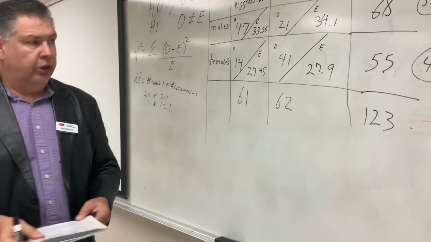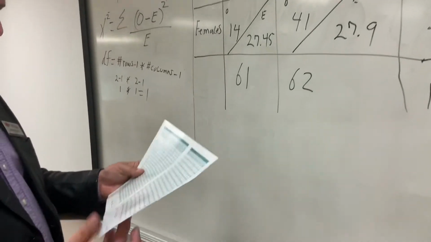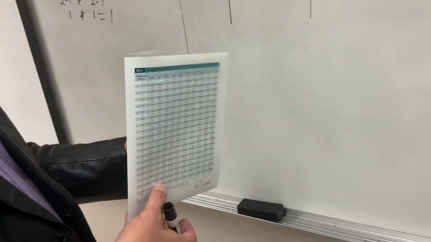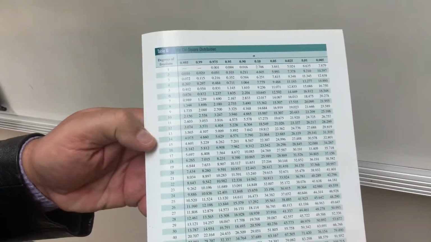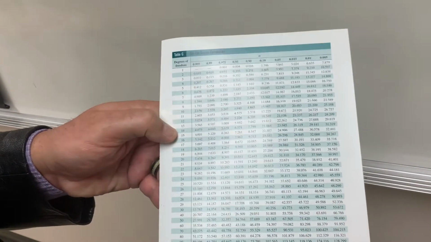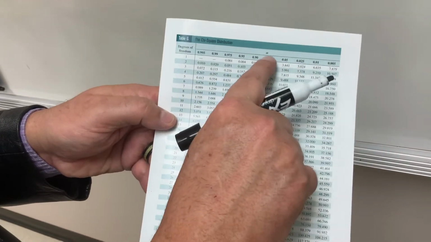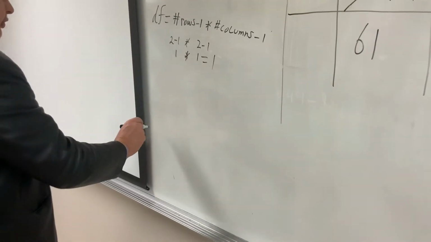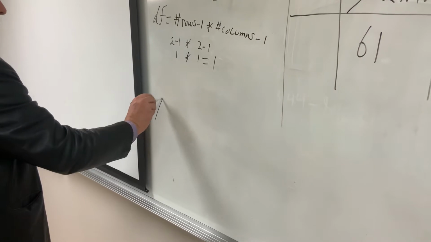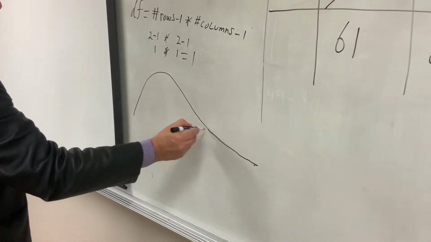So I'll take a look at my degrees of freedom chart, and you have one in the back of your book. I will load one onto your homework for you, but this is the chi distribution table, and what we're looking for is an alpha level, and there's the alpha level of 0.05. And what that means is that our distribution is going to be somewhat positively skewed. It's going to look something like this.